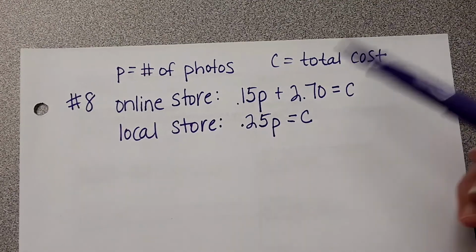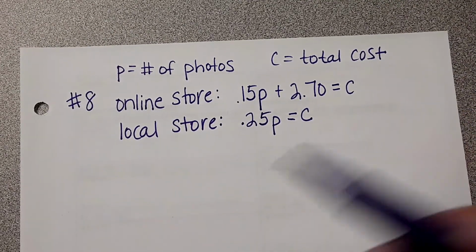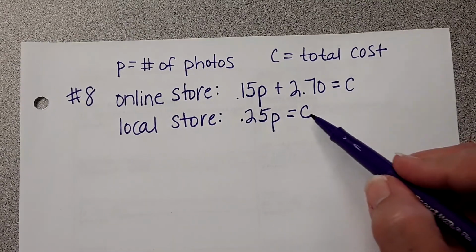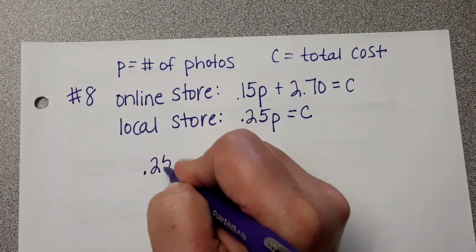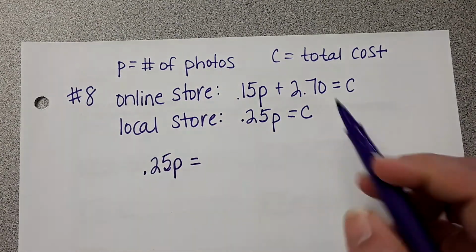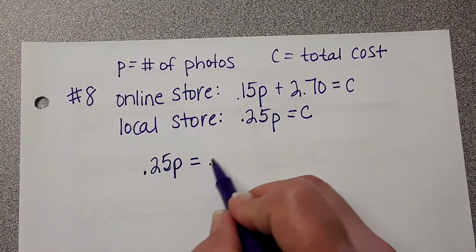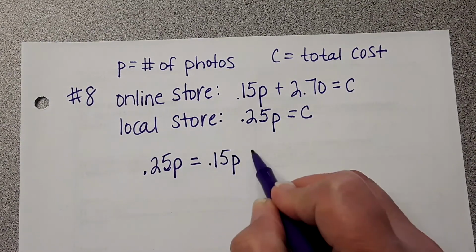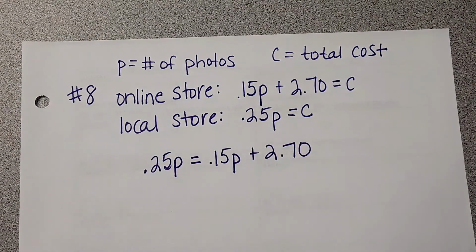Now part B says, under what conditions is the cost to print digital photos the same at both stores? So when would they both be the same? Well, this is a great substitution problem because you have 25p, so I'm going to write 0.25p equals C. Well, what else equals C? C also equals this 15 cents per photo plus $2.70. So this is when P is whatever, this is when they'll be identical cost.